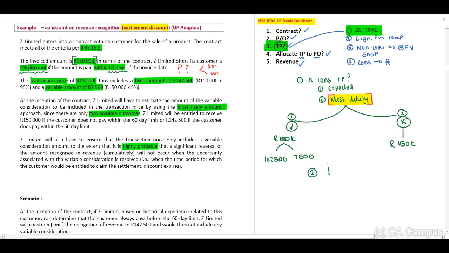Then you have to remember our second question. It has to be highly probable that there will not be a reversal of the amount. Now, if we look at the information provided, there are no refund liabilities. There is no information provided that can indicate to us that there will be a possible reversal. Therefore, this will still either be option 1, where we have to recognize the 142,500 or the 7,500, or option 2, where we have to recognize 150,000 turnover.